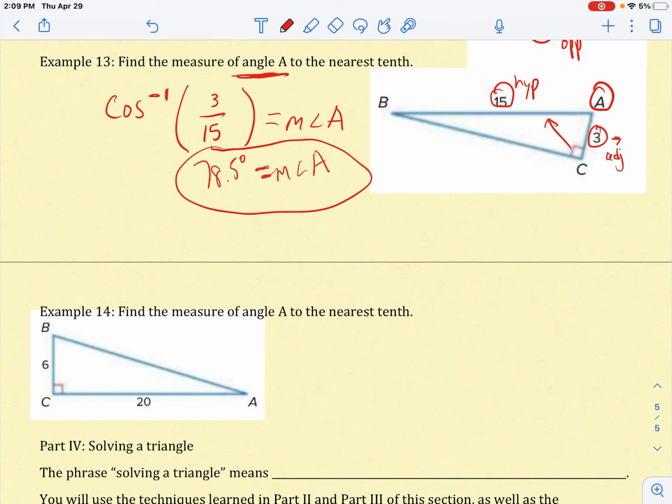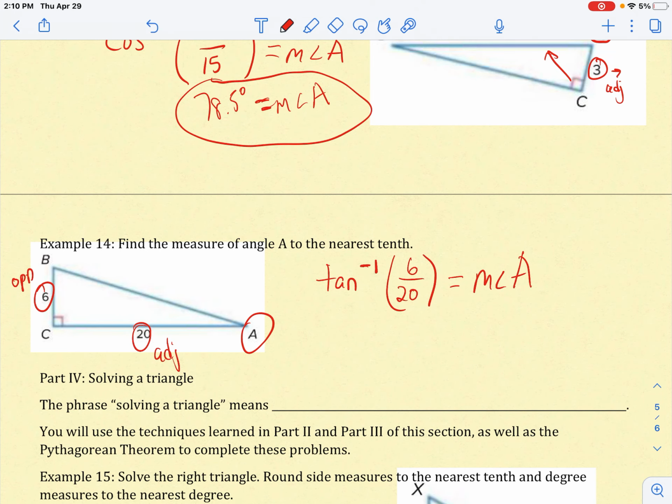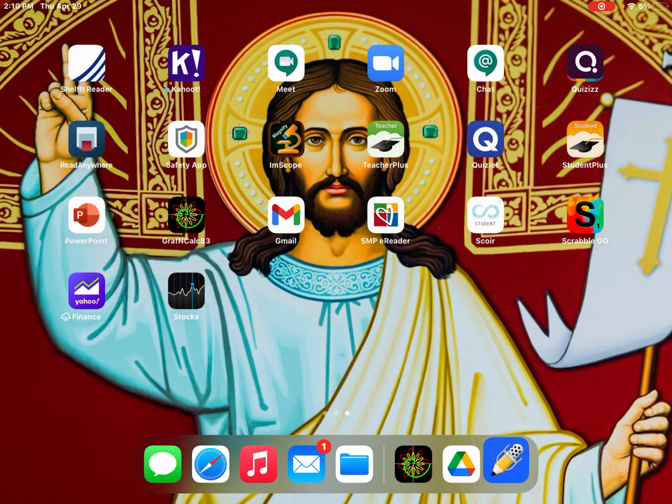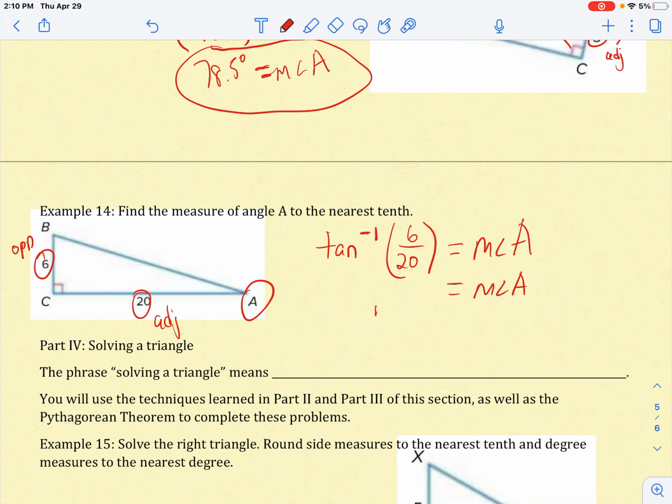All right, so this last one, 14, I want you to find the missing angle, okay? Try your best, see what you can do, and then I'm going to do it. So, again, we're trying to find the measure of angle A. We're given 6, which is the opposite, and 20, which is the adjacent. So opposite over adjacent is tangent. Since we're trying to find an angle, we use inverse tangent. Opposite side is 6, adjacent side's 20. And again, inverse trig ratios give us angles. So the inverse tangent of 6 over 20, go back to the calculator, 6 over 20, boom, 16.7. And that's our final answer.